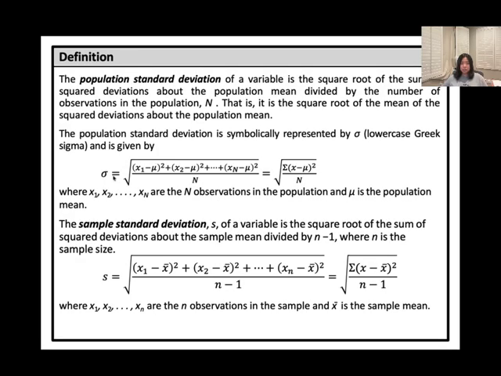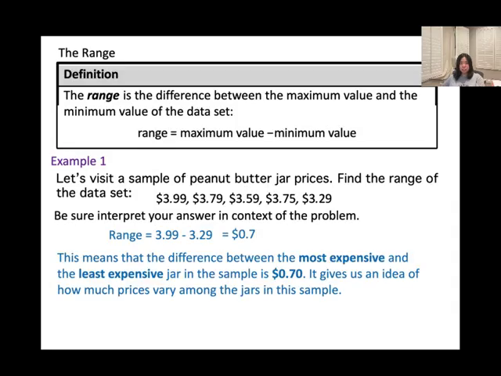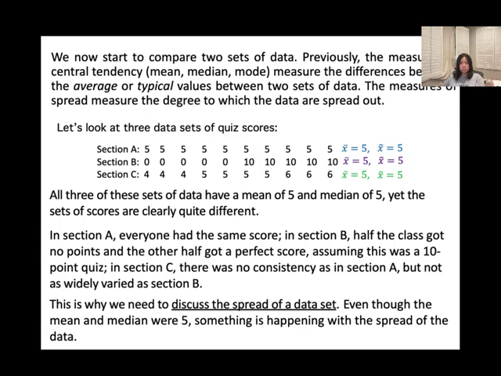Okay, always positive. You can take a look at the formula. For standard deviation, both of them, you need to take the square root. So that's why standard deviation is always positive. And then second, standard deviation is 0 if all the data values are equal and will get larger as the data spread out. Okay, so you could think about the example here.